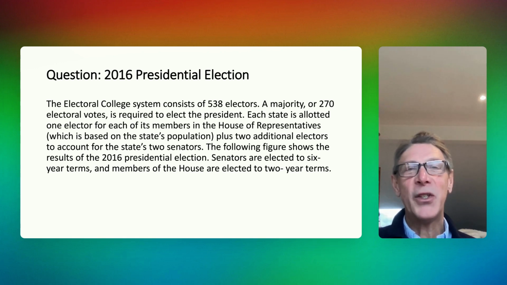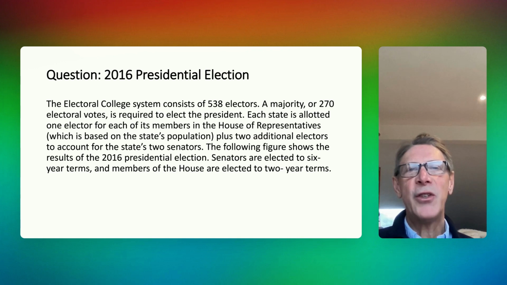I suspect this question, which we've got here on the 2016 presidential election, you would struggle to get right without my help. But I hope that after going through this question, you're going to understand this system of the presidential election better. When there is a presidential election, the people vote, but after the people vote, the election is decided by the electoral college system. And so that's what this question is about. So I'm just going to read what we've got here.